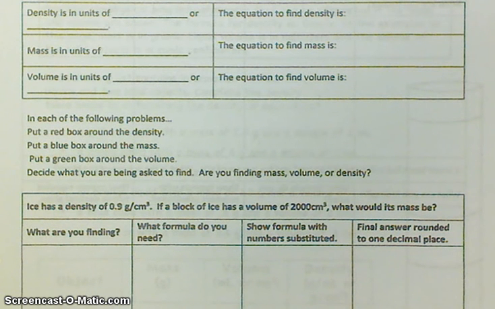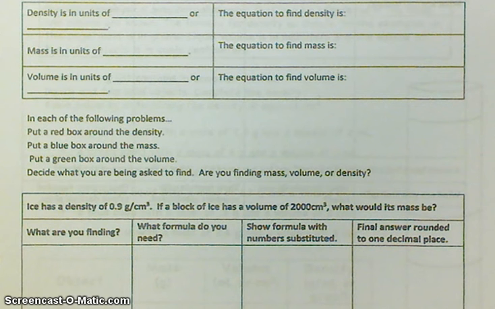Now it's your turn to make sure that you have filled in the first part of this density practice problems. Density is in units of grams per milliliter or grams per cubic centimeter. The equation to find density is density equals mass divided by volume. Mass is in units of grams. The equation to find mass is density times volume. Volume is in units of milliliters or cubic centimeters. The equation to find volume is volume equals mass divided by density.